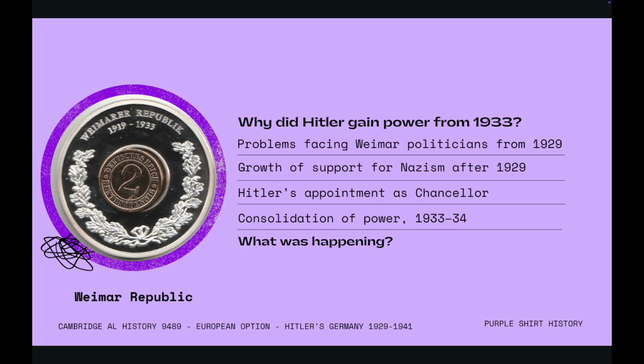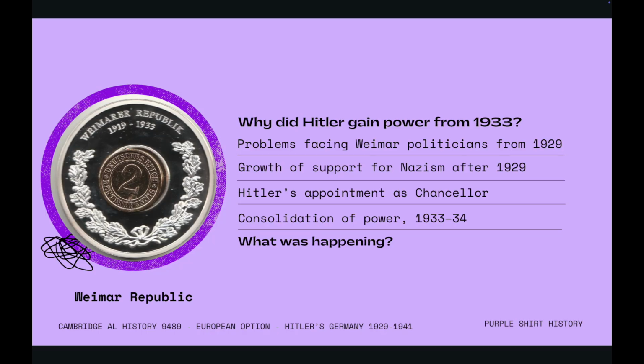Why did Hitler gain power from 1933? Problems facing Weimar politicians from 1929. First and foremost, look at the Weimar Constitution. And one thing you need to write in your essays is this thing called Article 48. It basically says you can have emergency powers whenever you want to, which is a self destruct button built into the very core of the government.